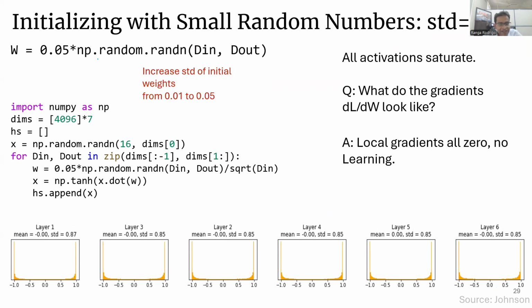Then what they discovered was that you can increase the scale. If you increase it, what will happen is the activations will become -1 and 1 always. So the local gradients are all 0, and there is no learning.